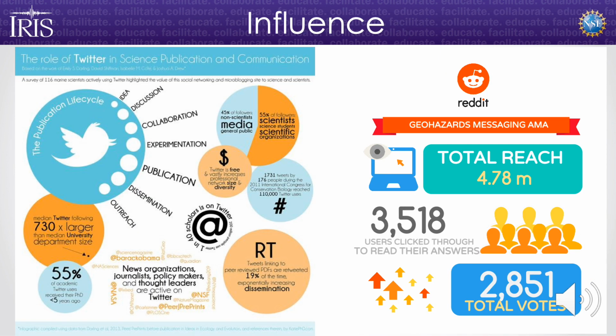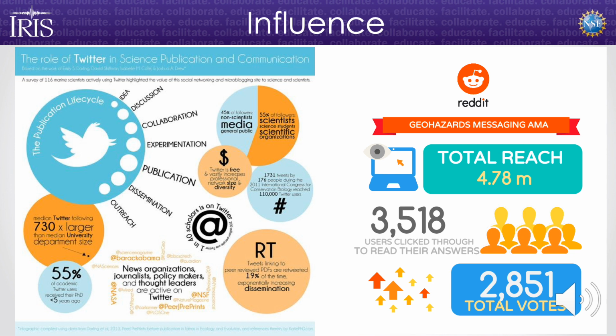So, moving on from that point, which I do think is one of the most important points, we can grow our influence. We can also find other people to work with. So this infographic on the left is from a paper by Darling in 2015, where they talked to 116 marine scientists and looked at their Twitter accounts. So what they found is that the median Twitter following is 730 times larger than the mean university department size.